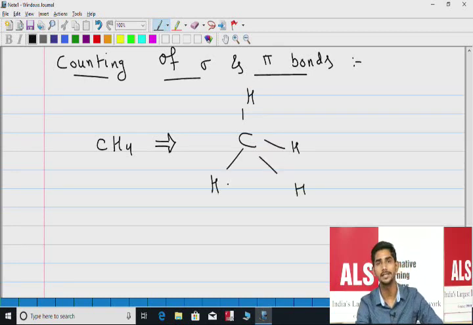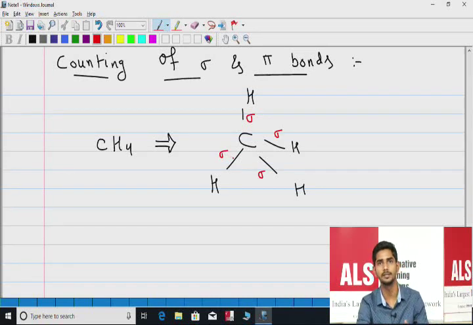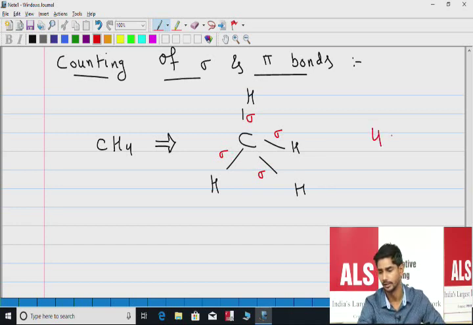You can see, guys, one single bond means one sigma. Sigma bond, sigma bond, sigma bond, sigma bond. Here we can't see any double bond, therefore there is no pi bond. So we can say in this given molecule we have got 4 sigma bonds.